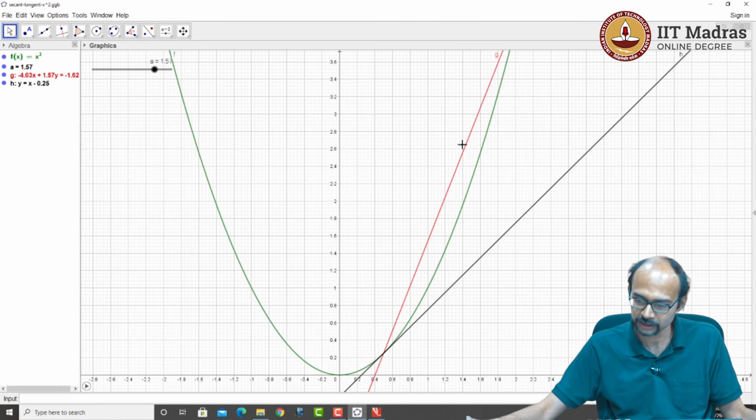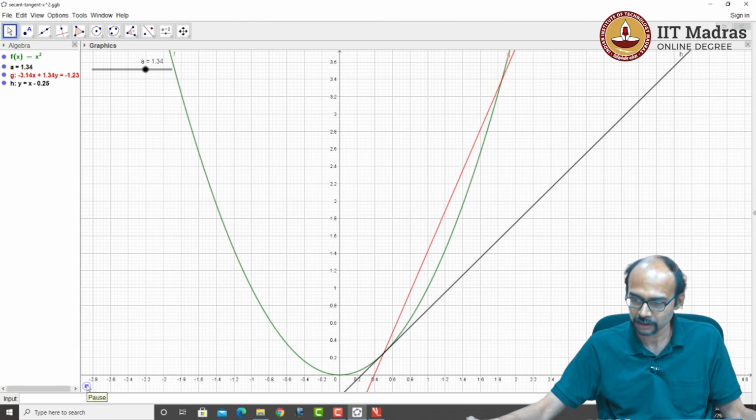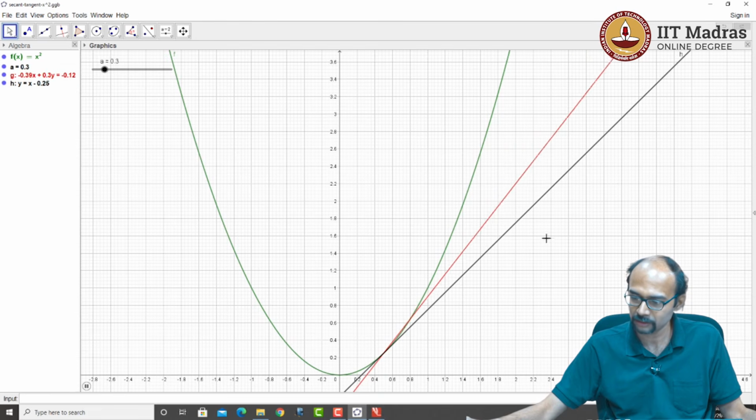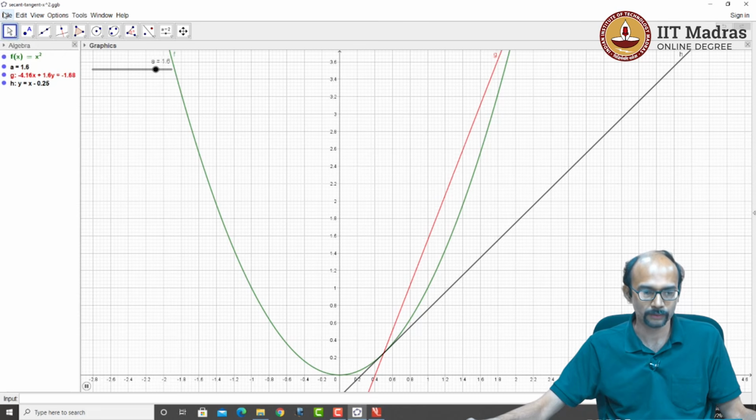We are drawing the secant, which is the red line, and the black line is the tangent. If we hover here, it says tangent to f at x is equal to 0.5. Let us play it now. You can clearly see that as this point comes closer and closer, the red line, which is the secant, comes closer and closer to the tangent.